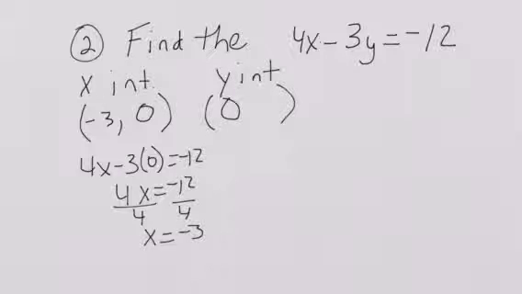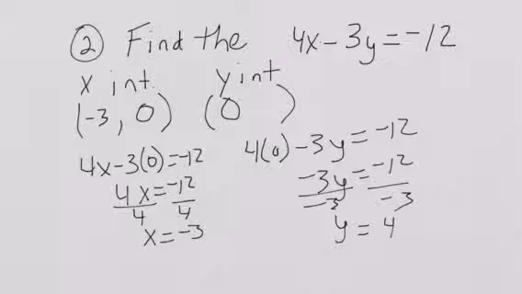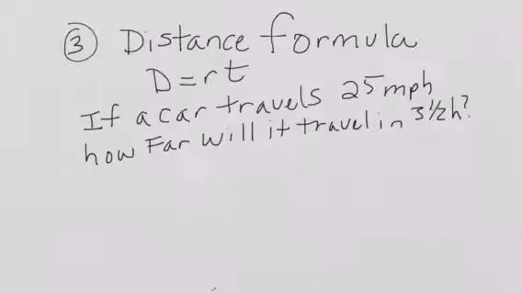Our x-intercept is negative 3. All right, now we're going to go in and plug in the 0 for x. So this is going to be 4 times 0 minus 3y is equal to negative 12. Negative 3y is equal to negative 12. Divide by negative 3, divide by negative 3, y is equal to 4. So now we found our x and y intercepts.